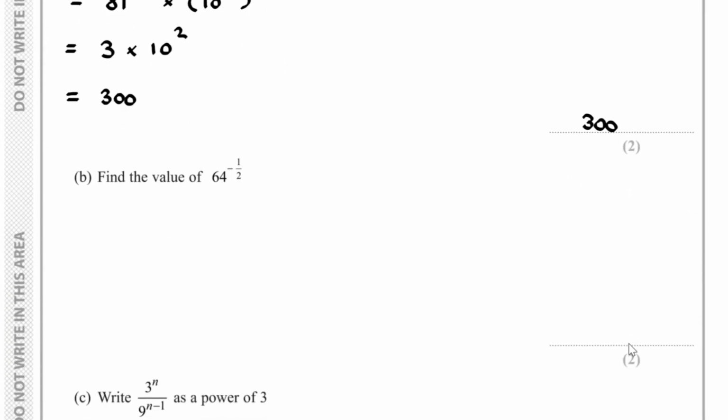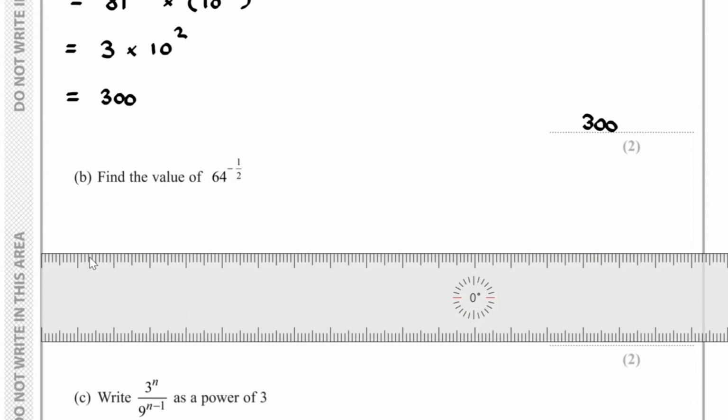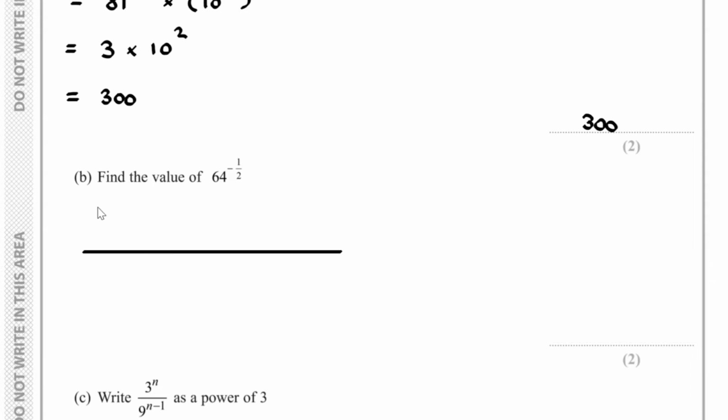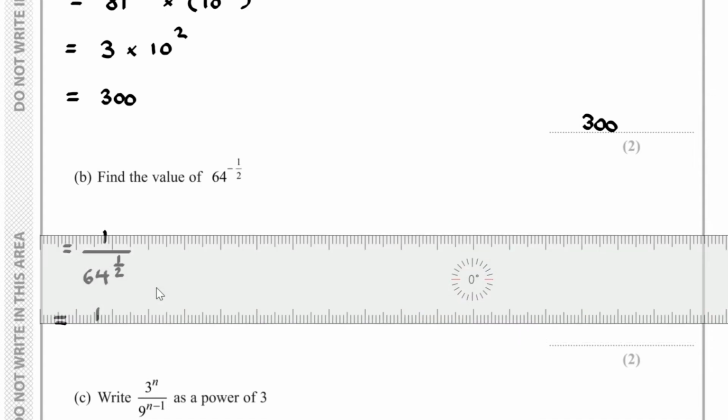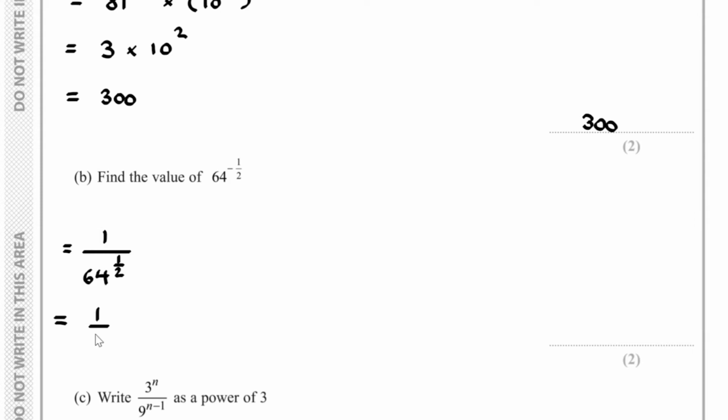For part B, we have to find the value of 64 to the power of -1/2. Well, what this is the same as is 1 over 64 to the power of 1/2, and this is equal to 1/8. So we are left with 1/8.